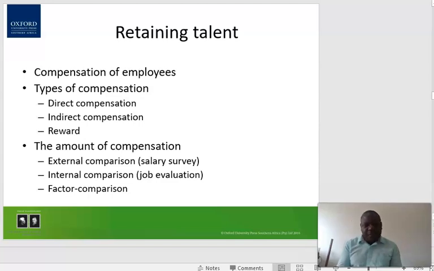Those that are performing these tasks, how much should they be rewarded? How much are they rewarded? Then you determine how much you should pay your employees. Then there's also what is known as factor comparison, where you look at different factors and you determine how much you should pay your employees.